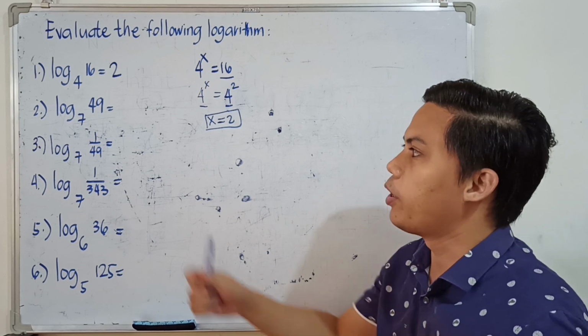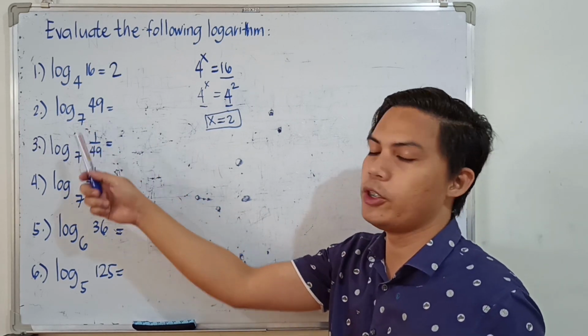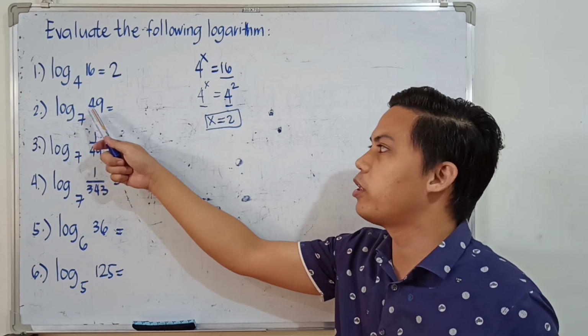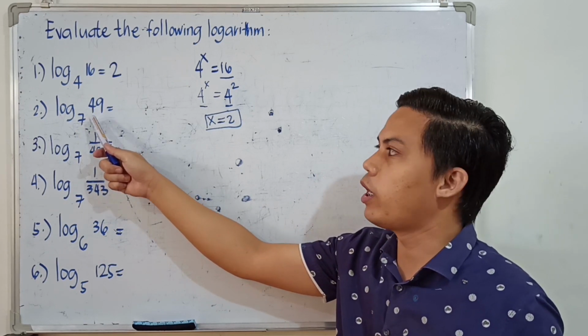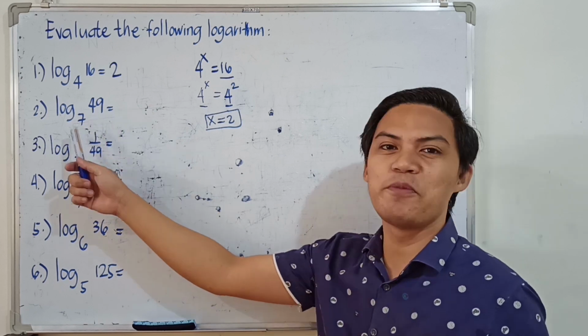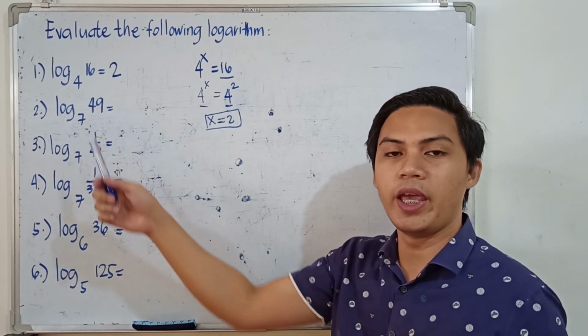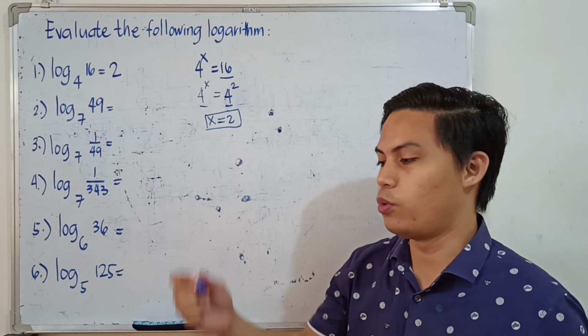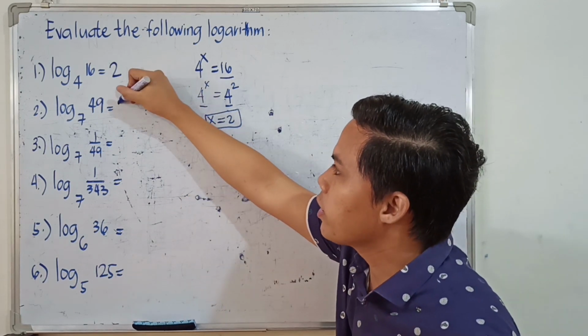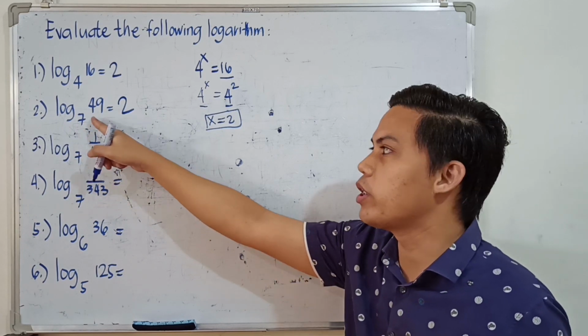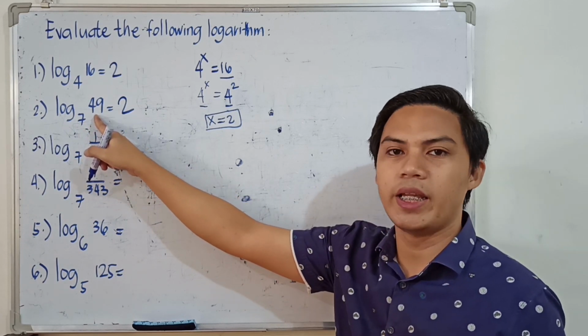Halimbawa, number 2, the logarithm of 49 to the base 7. So, yung base natin ay 7, yung sagot naman natin is 49. So, yung tinatanong sa problem, ano yung number na kailangan natin i-raise sa 7 para maging 49? And that would be equal to 2. Bakit naging 2? Kasi nga, 7 squared or 7 raised to 2, that is equal to 49.